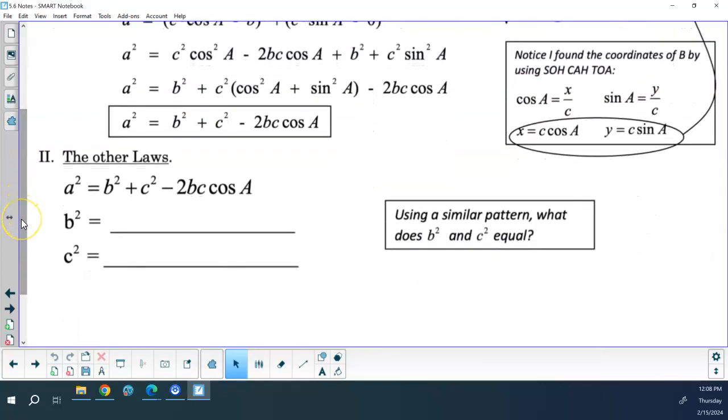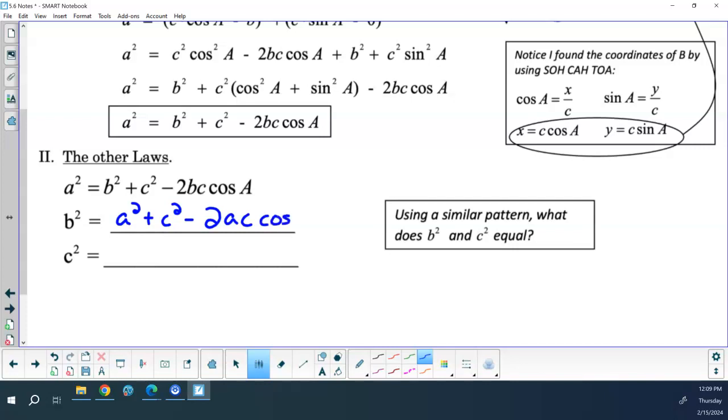That pattern also works for the other two. So I could write this also as b squared equals a squared plus c squared minus 2ac cosine of B.